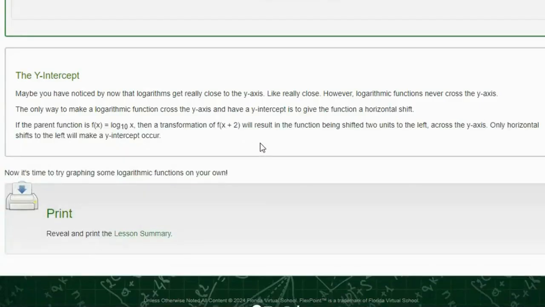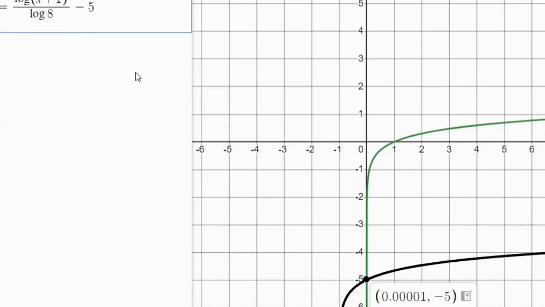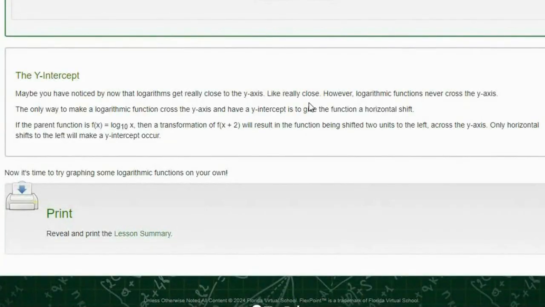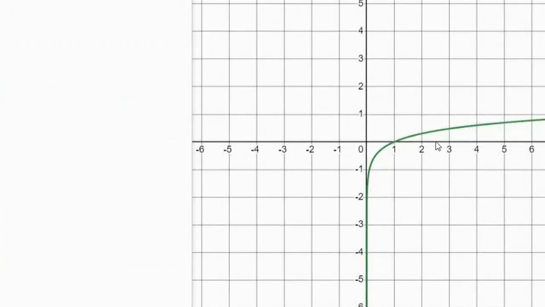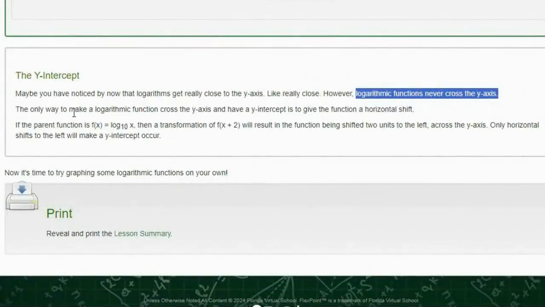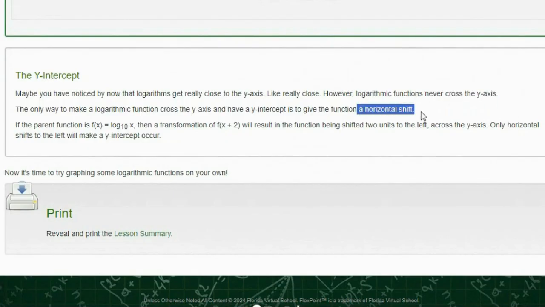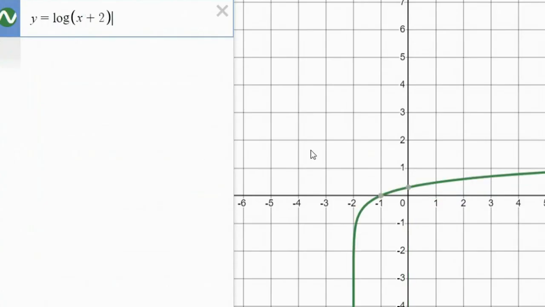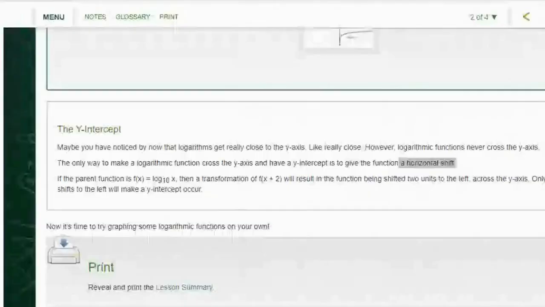That's all fine. The y-intercept. You may have noticed now, but logarithms get really close to the y-axis, right? Without the transformation, they get really, really close to the y-axis. Like really close. But they never cross the y-axis. Just the base equation is. The only way to make it cross the y-axis and have a y-intercept is to give it a horizontal shift, right? And that's when we put the x in parentheses and add a number to it. A horizontal shift, now we have a y-intercept, only with a horizontal shift.